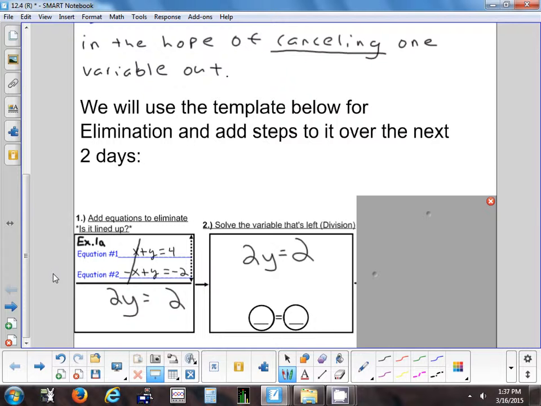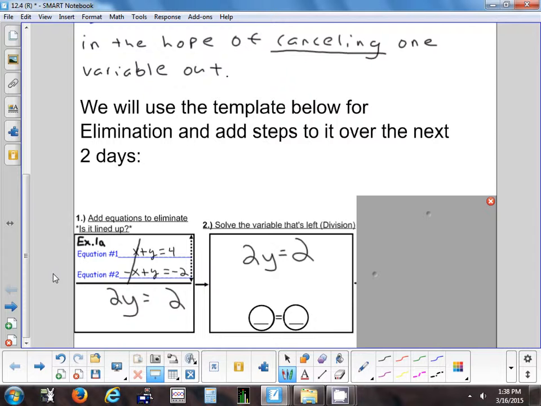Now it says, solve the variable that's left. That's all I'm going to do in this box. I'm just solving for the variable that's left. Chances are, more times than not, you're going to be using division. So next to the number 2 on your graphic organizer, or your template, you want to write, solve the variable that's left, use division. I know that's as big as I can make them. So above that box, you want to write, solve the variable that's left, division.